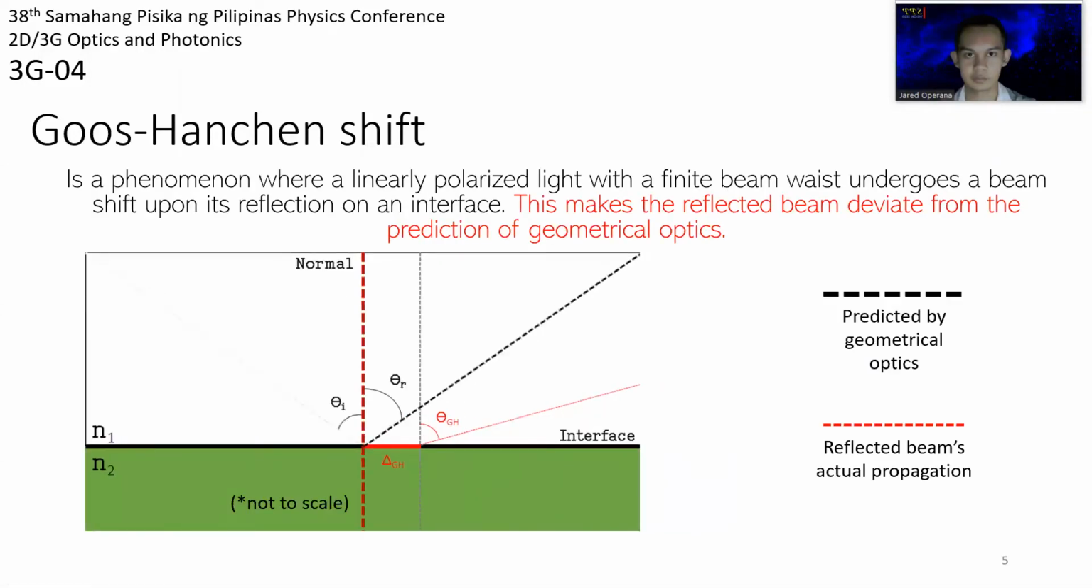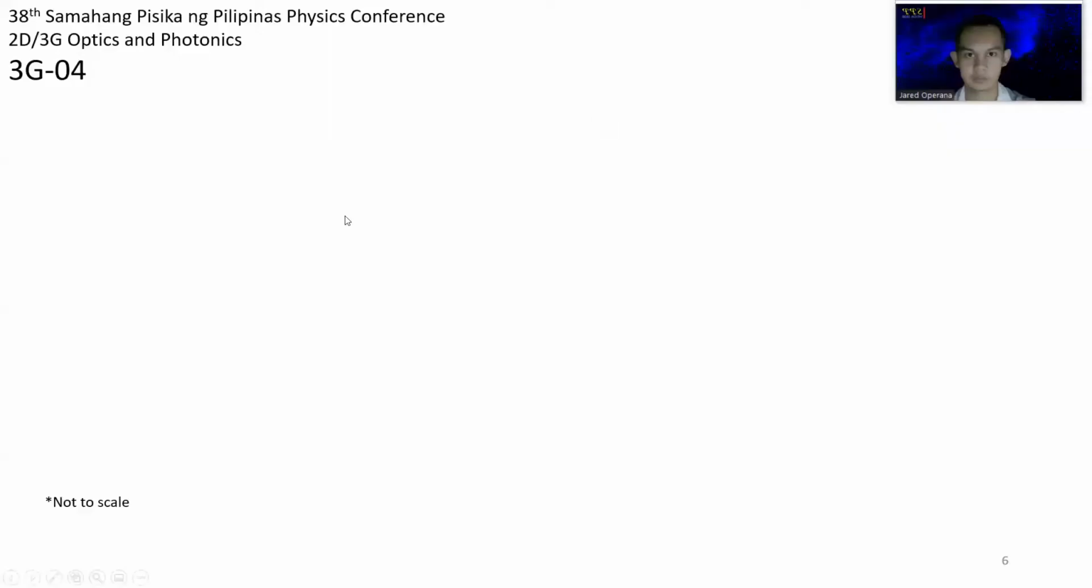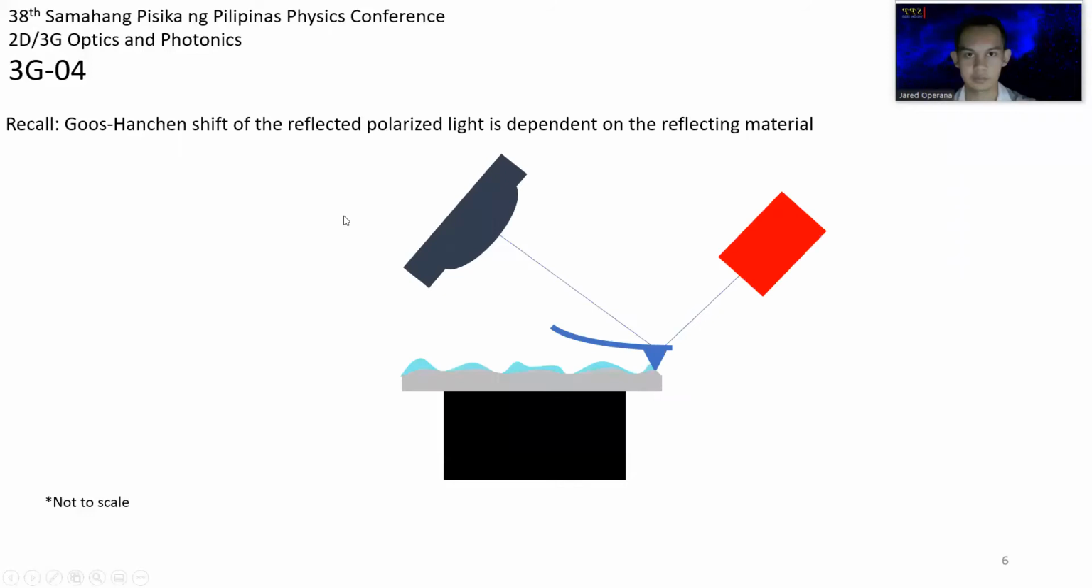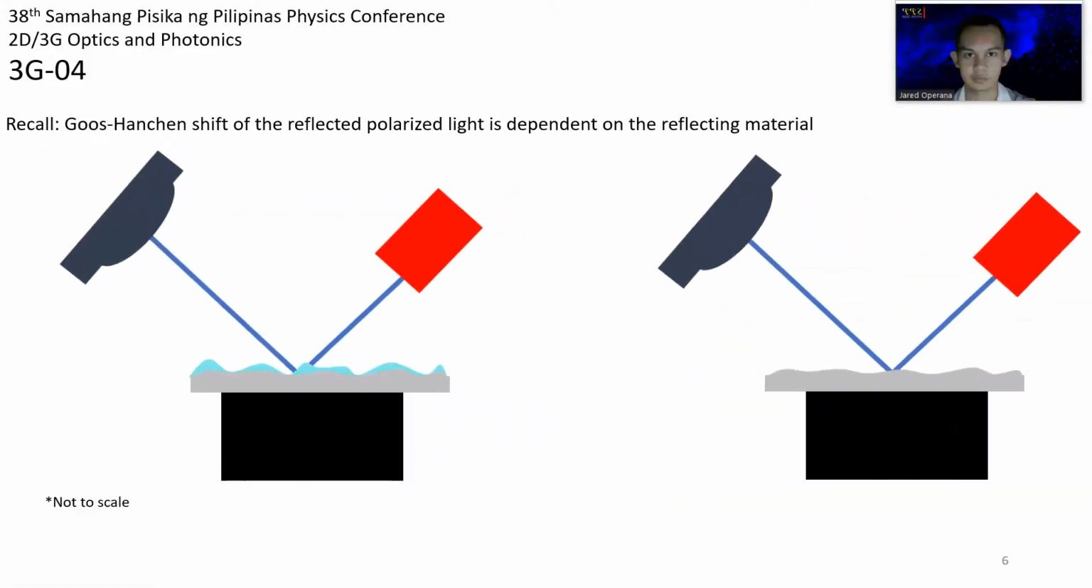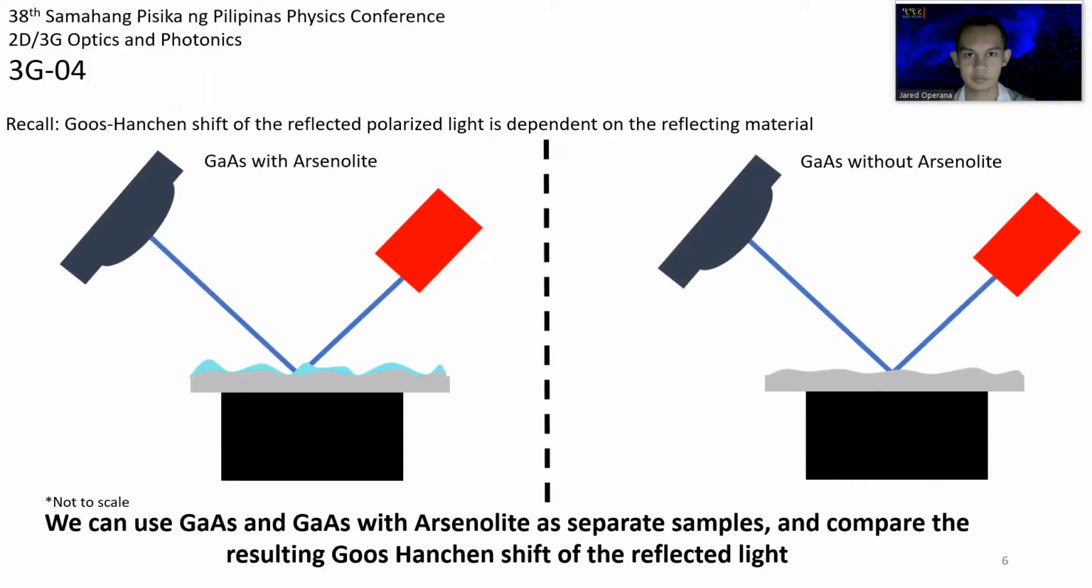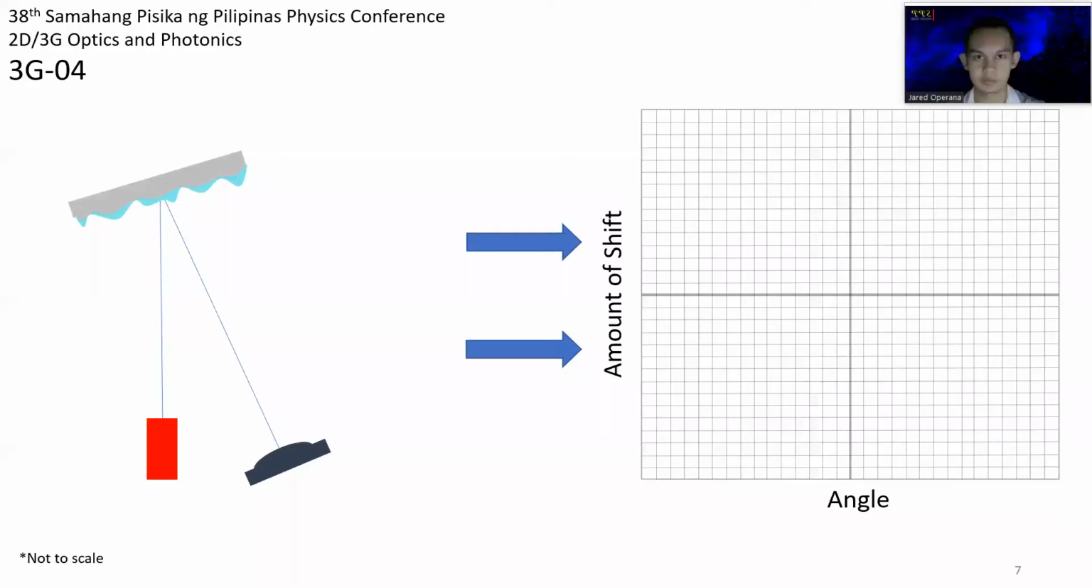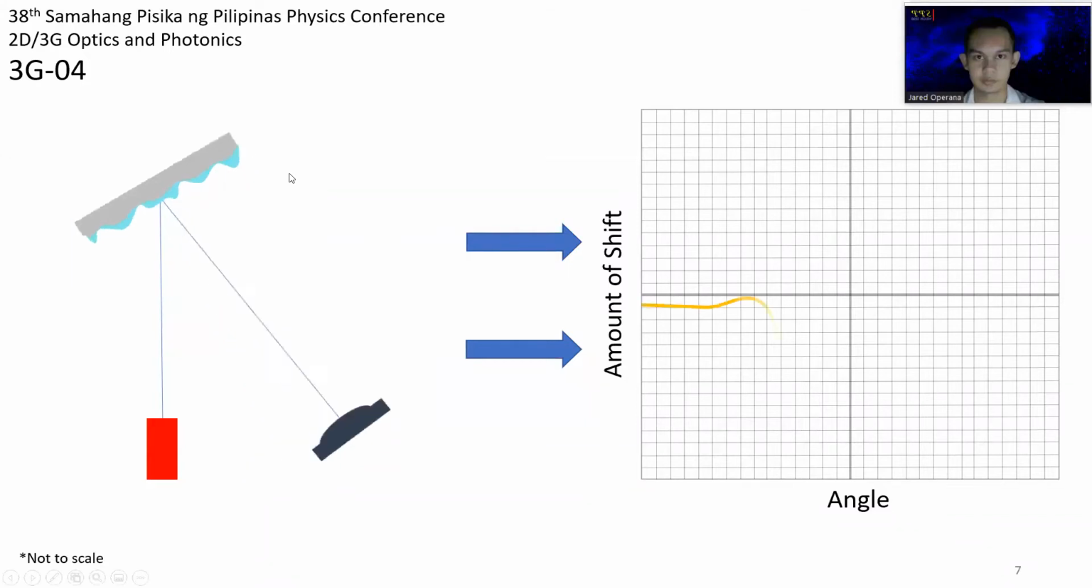The key factor here is that the reflecting material affects the reflected beam's deviation. Here we can see that the application of the GH shift method simplifies the oxide detection. We can use two separate samples to compare the resulting Goos-Hanchen shift of the reflected light. By varying the angle of incidence, the amount of shift can be obtained at each respective angle.